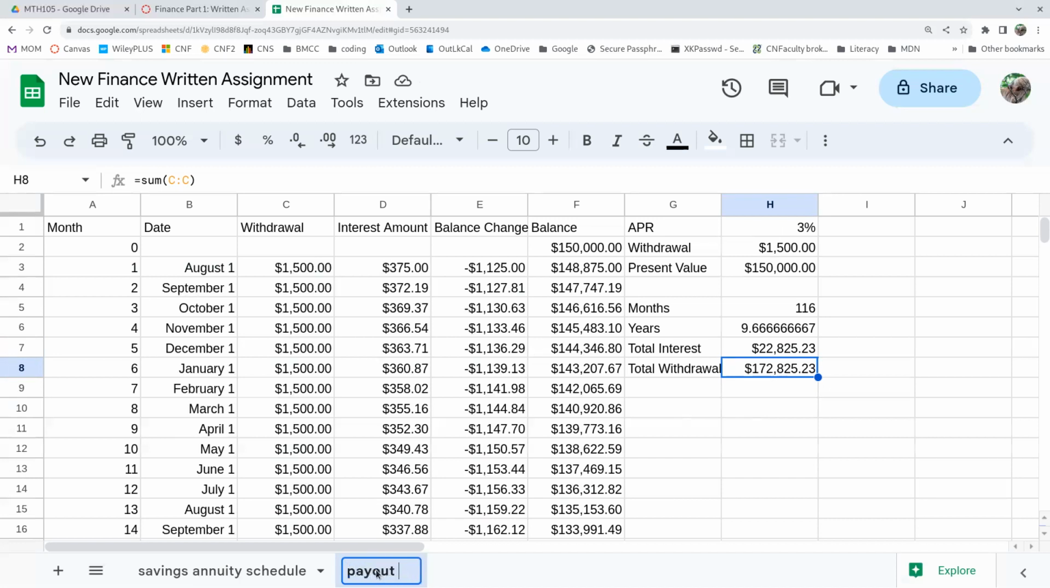So this is a payout annuity schedule. And it's called a schedule because it's a month-by-month breakdown of how the account works. And there are formulas we worked on in this that you could double check, like how much is a withdrawal of $1,500 over 116 months worth now. So we have a formula that would confirm that that's about 150,000 if you want to check that. All right, thanks. Keep up the good work.